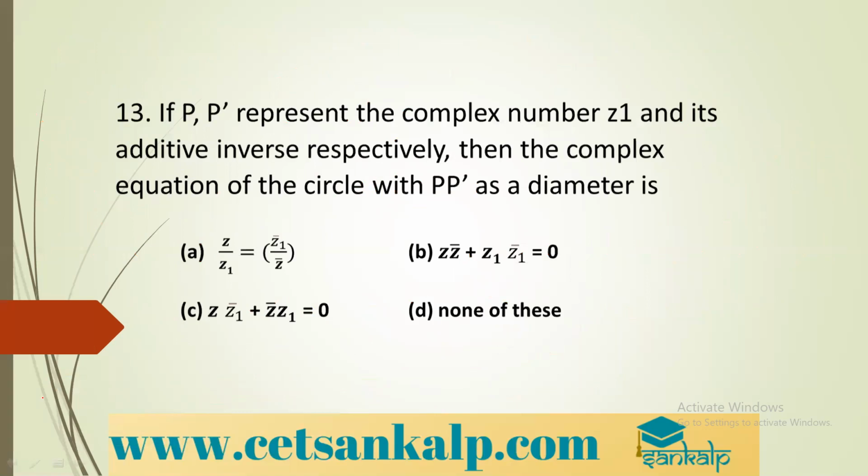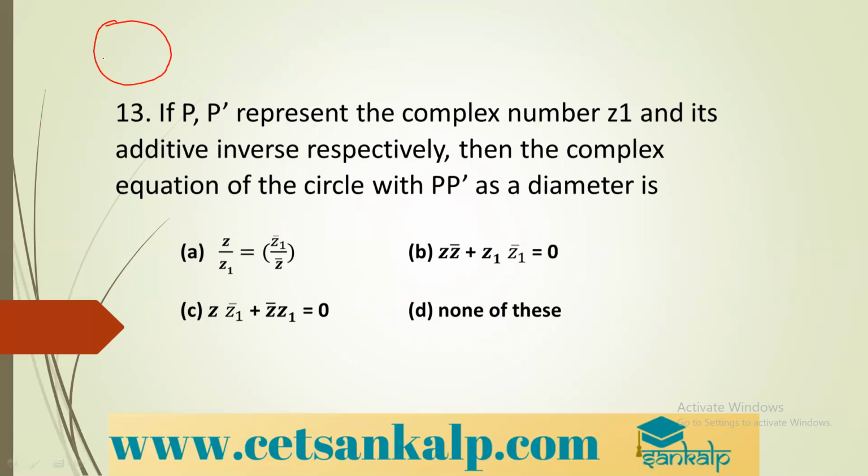Okay, coming to the next question. In the next question, you can see if P and P dash represent the complex number Z1 and its additive inverse respectively, then the complex equation of the circle with PP dash as the diameter is. So for this, if I draw the circle, it will be easy.